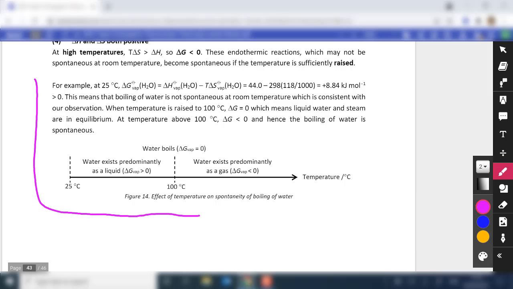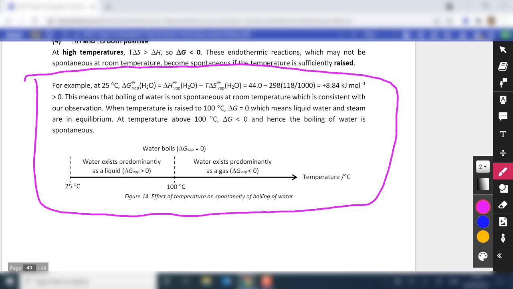At 25 degrees Celsius, the delta G vaporization of water is actually 8.84 kilojoules per mole. So that means that boiling water is not spontaneous at room temperature, which is consistent with our observation. Yeah, but the evaporation is. So vaporization versus evaporation, they are different things. So this delta H vaporization.